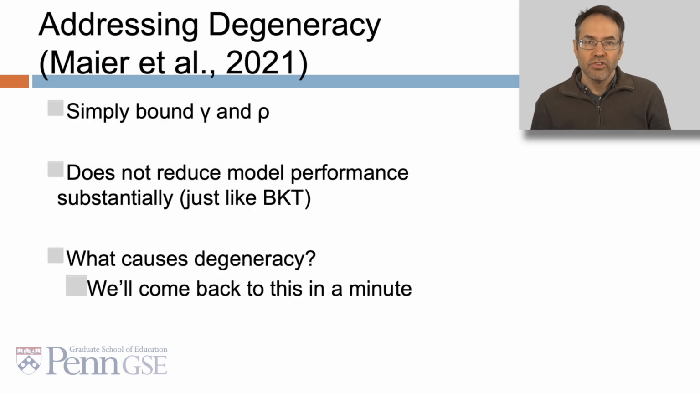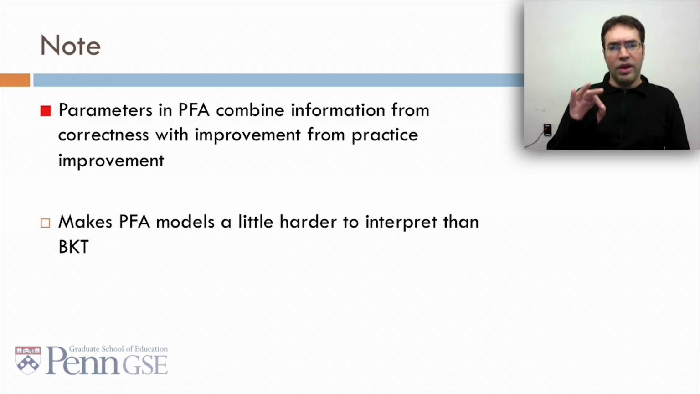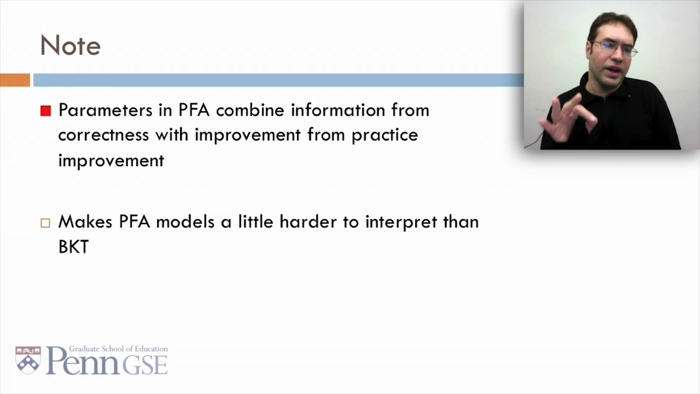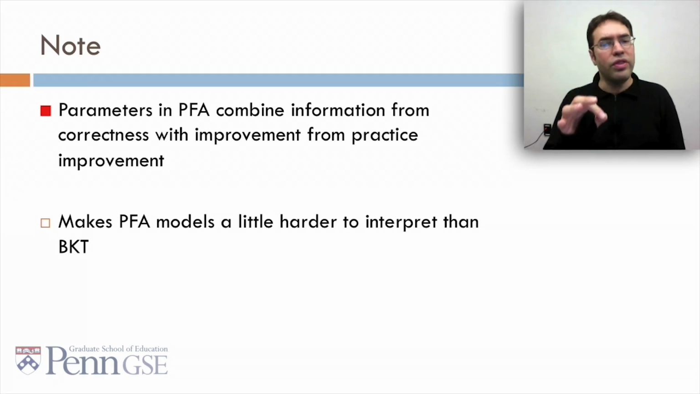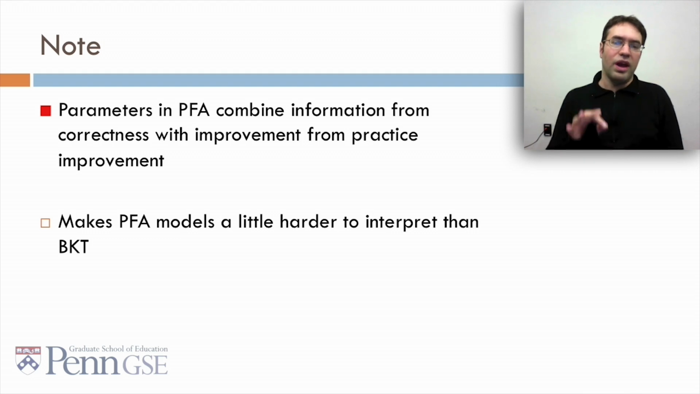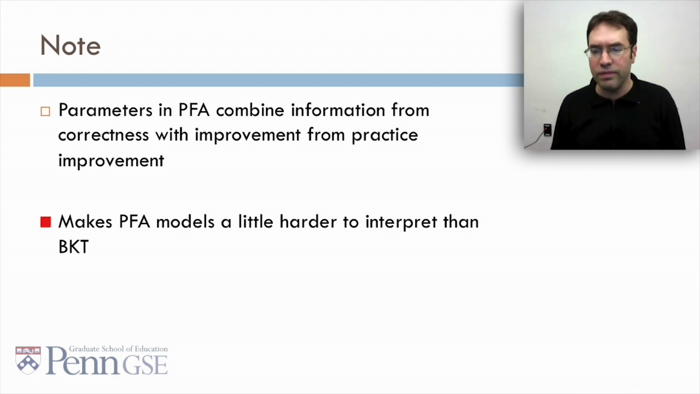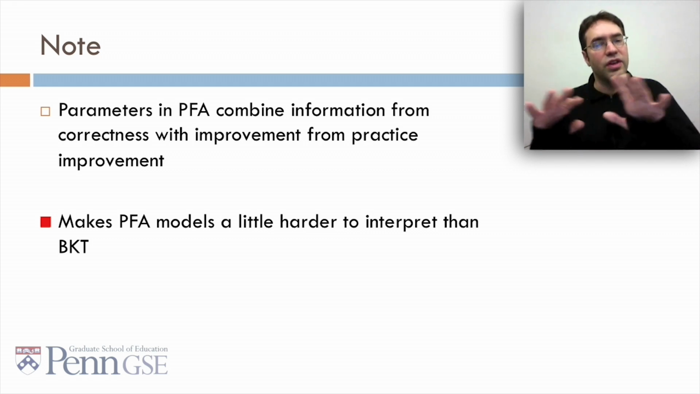So how do you address degeneracy? There's a simple approach in Meyer et al., which is you bound rho and gamma. And just like BKT, that doesn't reduce model performance substantially, at least in that paper's data. Now, what causes degeneracy? We'll come back to this in a minute. So, parameters in PFA combine information from correctness with improvement from practice. And this makes PFA models a little harder to interpret than BKT. Nothing wrong with it, just you have to think a little more deeply.